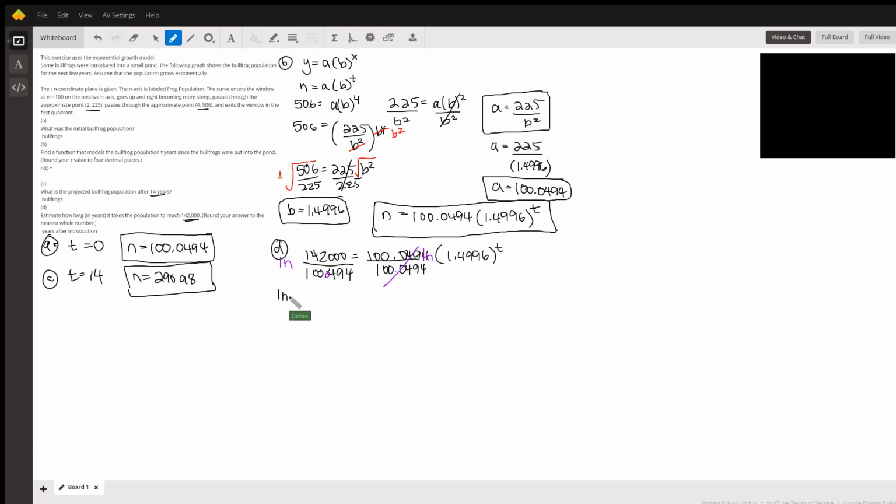So I'm left with ln of 142,000 over 100.0494 equals t times natural log of 1.4996. To get t by itself, I divide both sides by natural log of 1.4996. And when I plug this into the calculator, I get t equals 17.9 years for that.